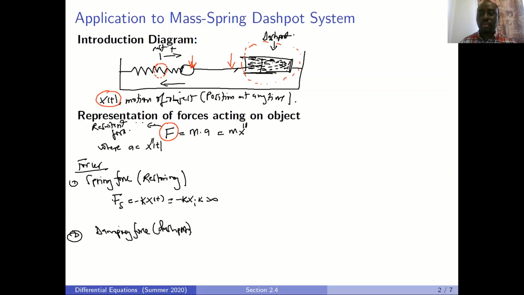And that frictional force is directly proportional to the velocity at which you are moving the rod up and down in the dashpot. So it's not as related to how far you move the rod in the dashpot as to how fast you move it.